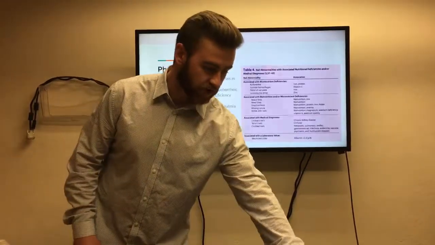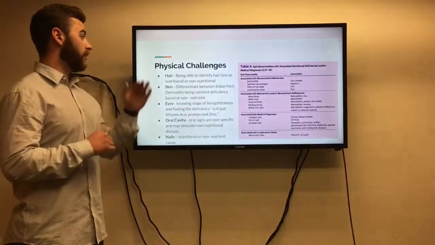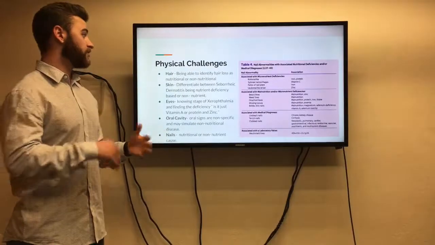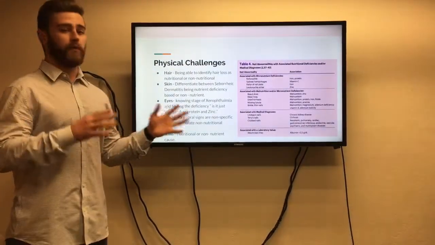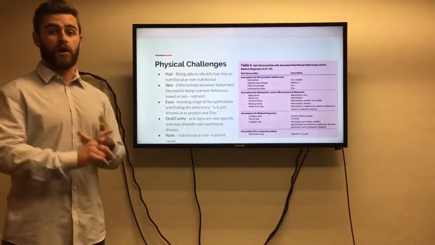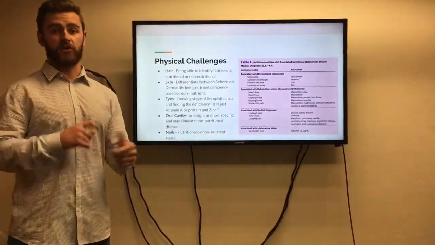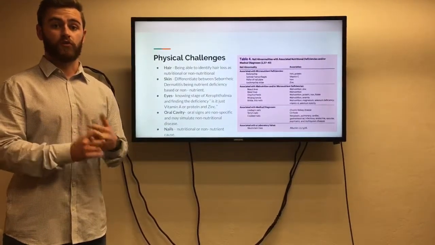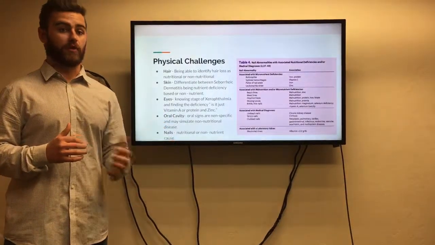So some physical challenges that are seen, like we said before with Abby, is going to be one in the hair. This spot is going to be able to help you identify either hair loss, brittle hair, or miscolored hair. If that's the case, you have to be able to identify between a nutrition or non-nutrient based problem. So for example, things like alopecia, cancer with chemotherapy, or even things like baldness from when you grow older. These are things that are non-nutrient based and are going to happen throughout time.